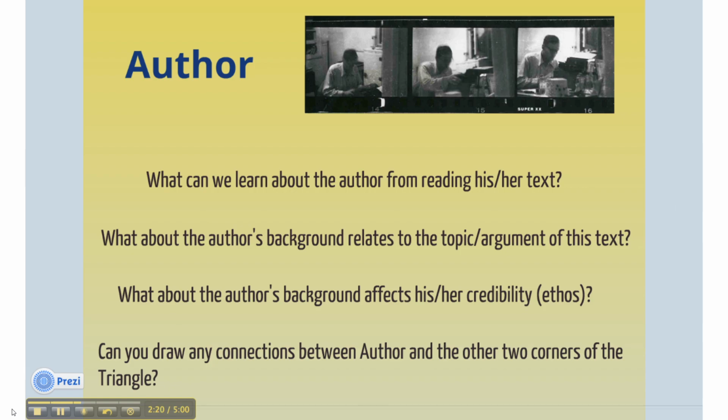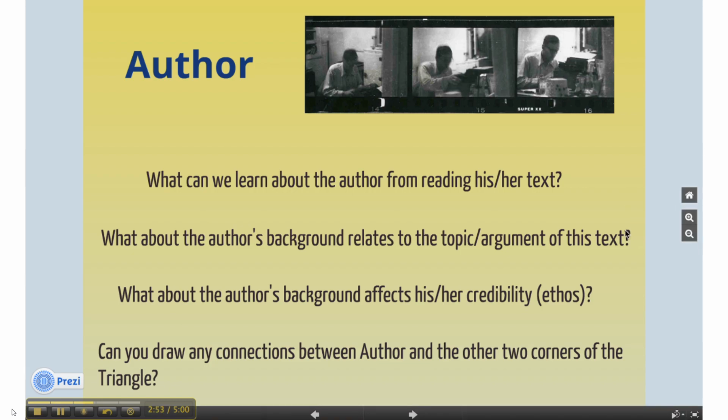And keep in mind the ultimate purpose of the rhetorical triangle when you're writing this section, and that is to provide background information that will be useful later on when you're discussing the rhetorical appeals. And that's why we ask this question about how does the author's background affect his ethos, his or her credibility, and also trying to draw connections between author and the other two corners of the triangle. So hopefully this will give you some ideas about something to write about.